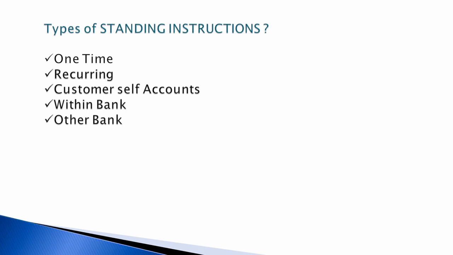Types of standing instructions. It can be one time. You can select the date, a future date or today. It can be once, or recurring: every month, every quarter, half yearly, yearly. You can repeat these instructions.